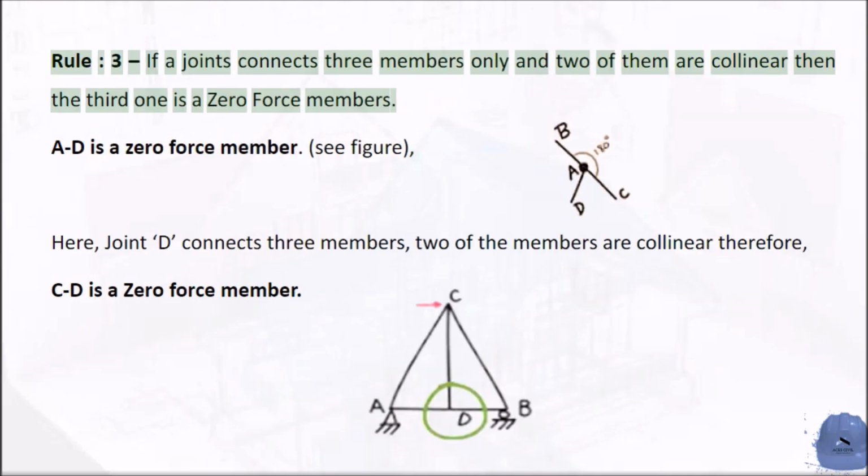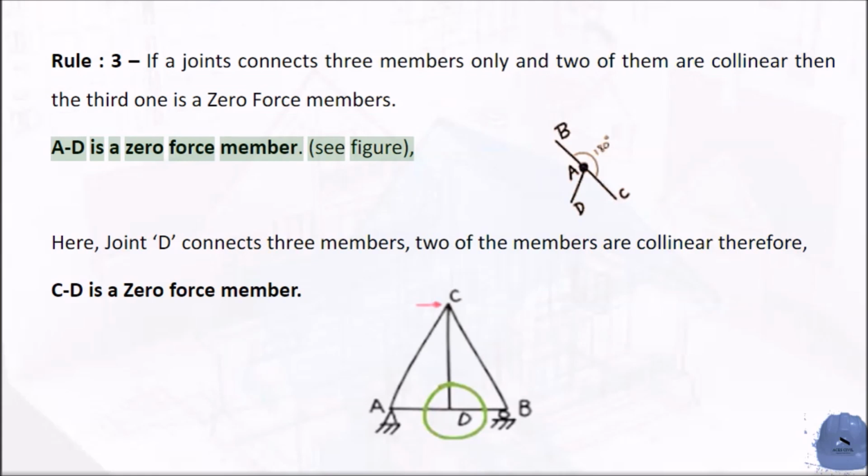Rule 3: if a joint connects 3 members only and 2 of them are collinear, then the third one is a zero-force member. AD is a zero-force member, see figure. Here, joint D connects 3 members, 2 of the members are collinear, therefore CD is a zero-force member.